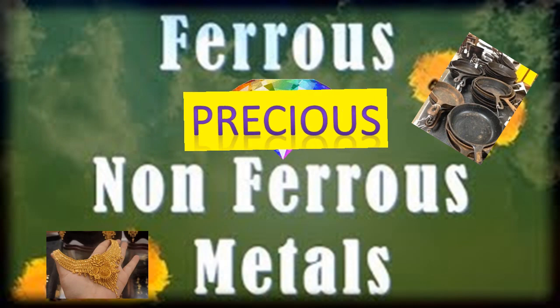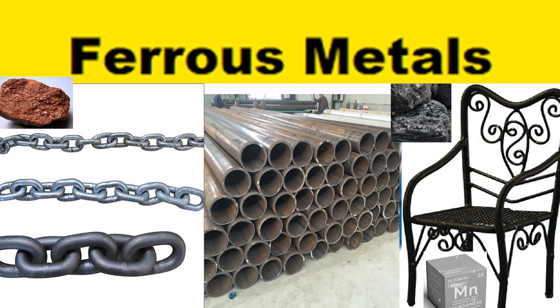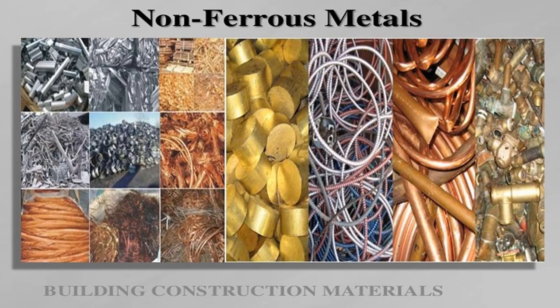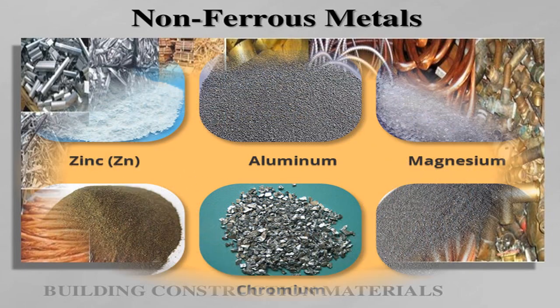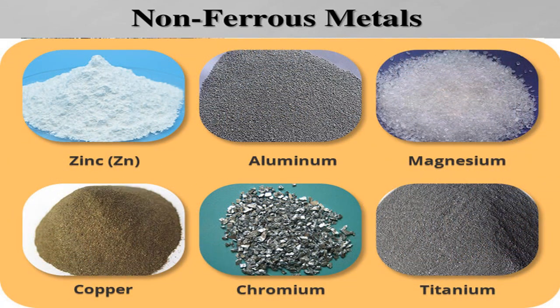Okay, so we'll start with ferrous minerals. They contain iron and thus are heavier in weight. They are reddish in color. For example, iron ore and manganese. Next, we have non-ferrous. These minerals do not have iron content. They do not have magnetic property. For example, copper and bauxite.